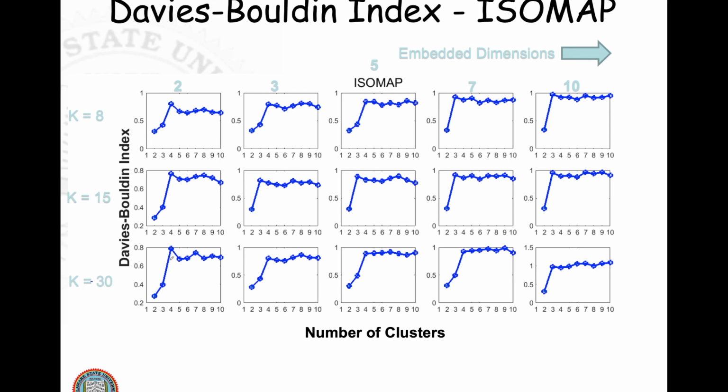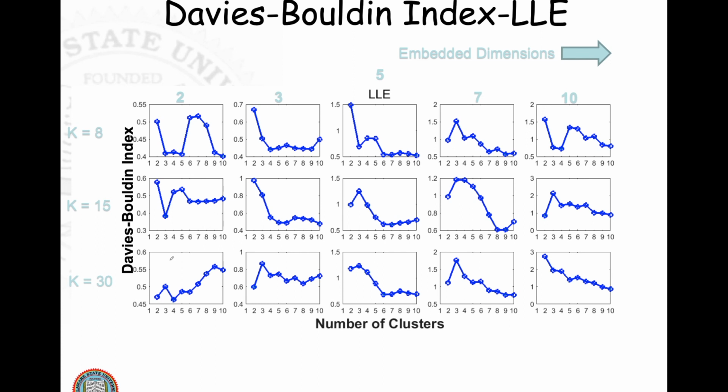Okay, so let's look at now LLE, the DBI score. Now LLE is doing quite well, and it's doing what we would really want our dimensionality reduction approach to do.